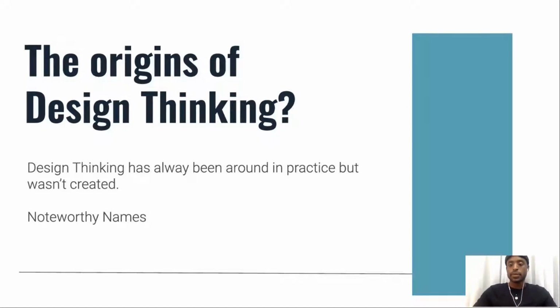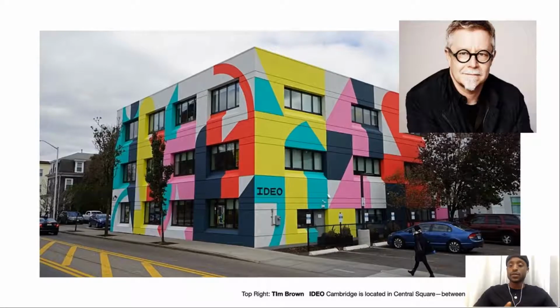And so we'll talk a little bit about the origins of design thinking. Where did it come from? The thing is, design thinking wasn't really created. It's always been around in practice, but I believe there are a few noteworthy names to mention. The first is Tim Brown. He's acknowledged as the person who coined the phrase design thinking. He's the former CEO of IDEO, a leading global design company. And IDEO stands for Innovation Design Engineering Organization.